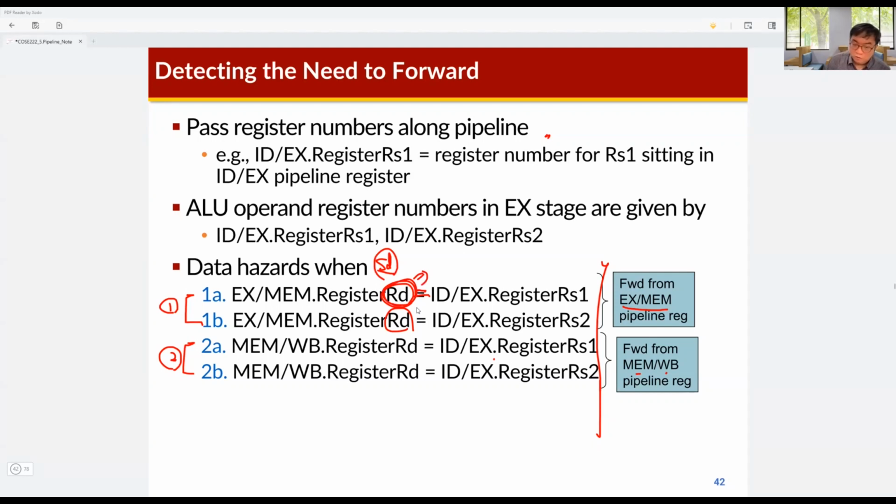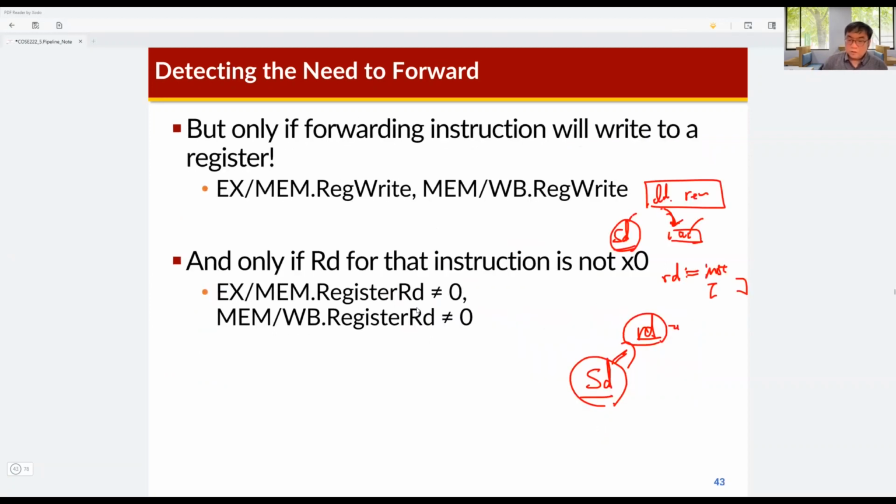Then this RD is compared with the RS1. So in this case, we can apply incorrect data forwarding. In order to avoid this case, we need to check the reg write control signal. Do you understand what I said?